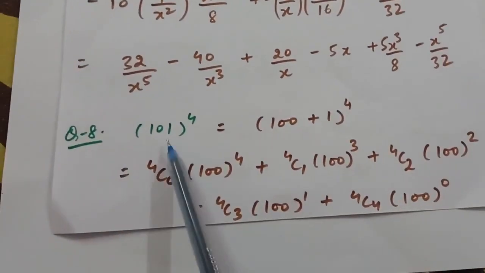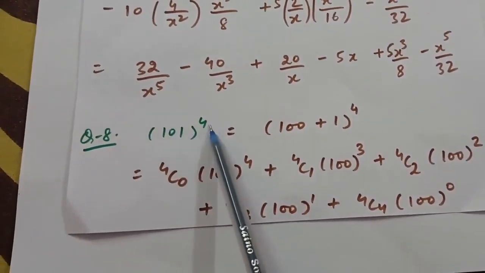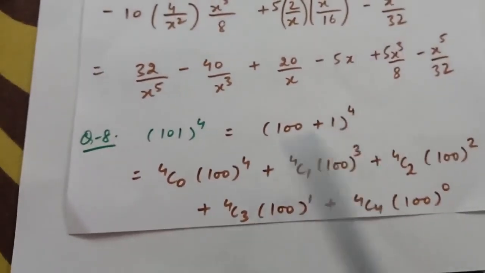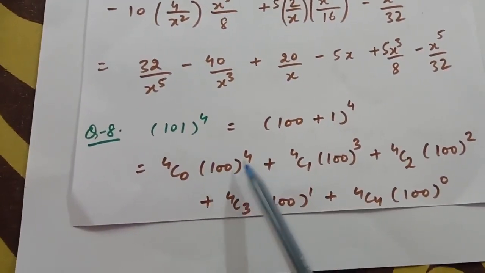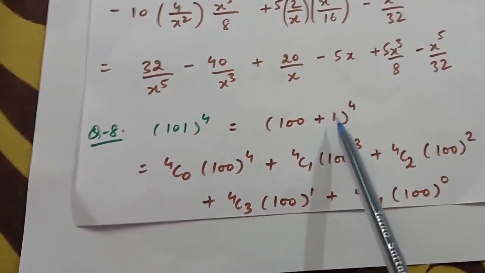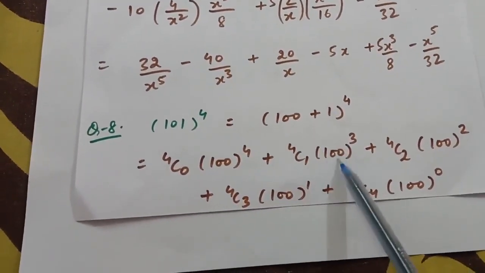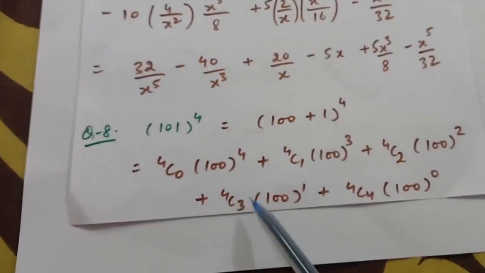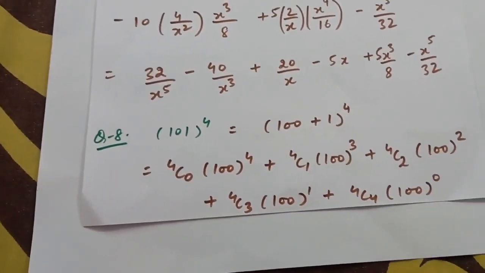Now question number 8 is find the value of 101 whole raised to the power 4. So we can write this 101 as 100 plus 1 whole raised to the power 4. Now apply the binomial theorem, which is 4c0 100 raised to the power 4. We are not writing the powers of the second term because it is 1, and 1 raised to the power anything is 1 only. So now plus 4c1 100 raised to the power 3 plus 4c2 100 square plus 4c3 into 100 plus 4c4 into 100 raised to the power 0.